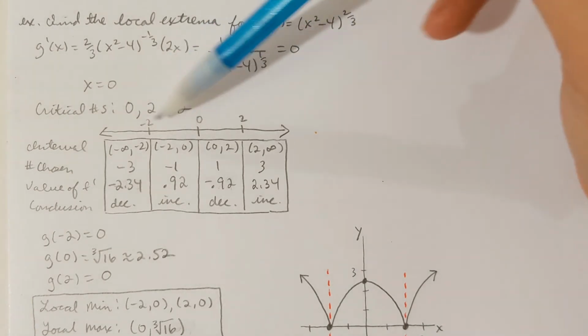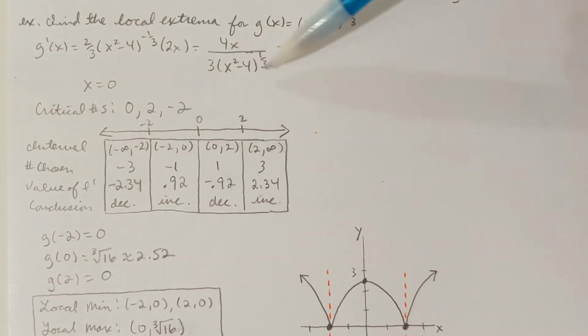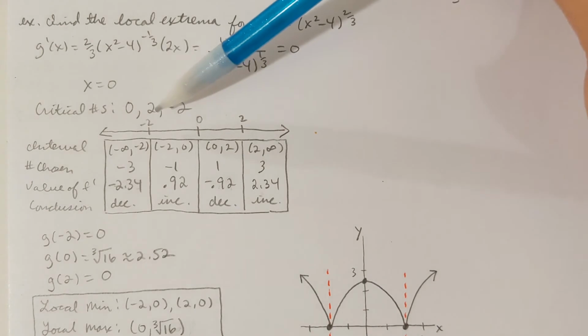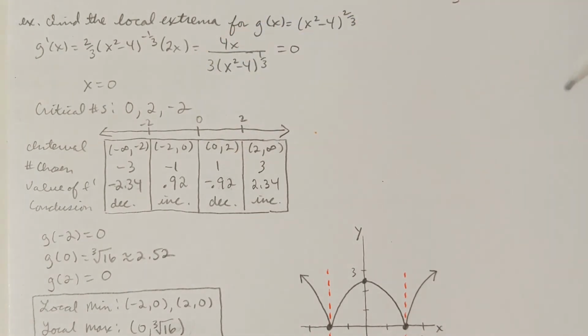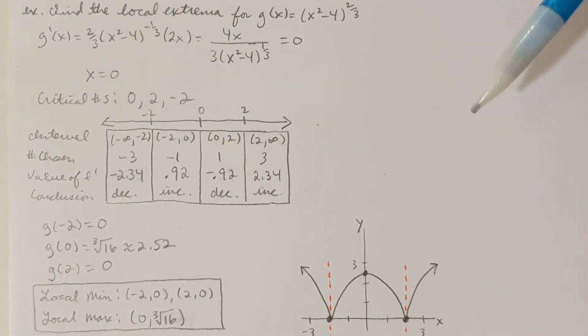Okay, and that's something I could have recognized early on here. Hey, 2 and negative 2 caused a problem in the denominator, so these critical numbers are going to produce sharp turns on the graph when I go to find the local extrema.